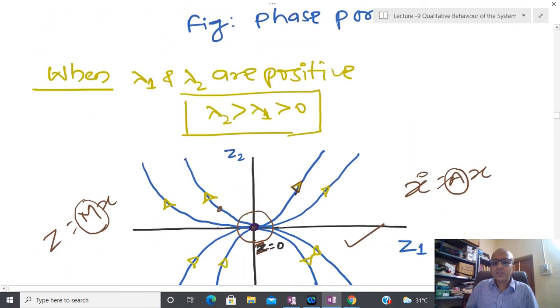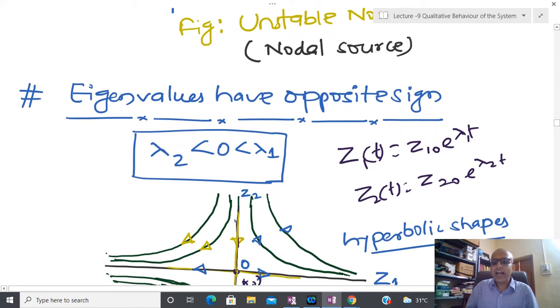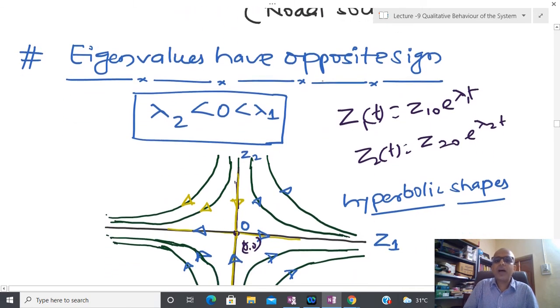Okay, so in the third case, suppose I have eigenvalues with opposite signs, which means one is positive and another is negative. From here you can understand the behavior. Suppose lambda 1 is positive, then z1 is going to diverge. But what is the behavior of z2? Z2 is going to converge, because I am assuming lambda 2 is less than 0, meaning negative. So lambda 2 is negative and lambda 1 is positive.